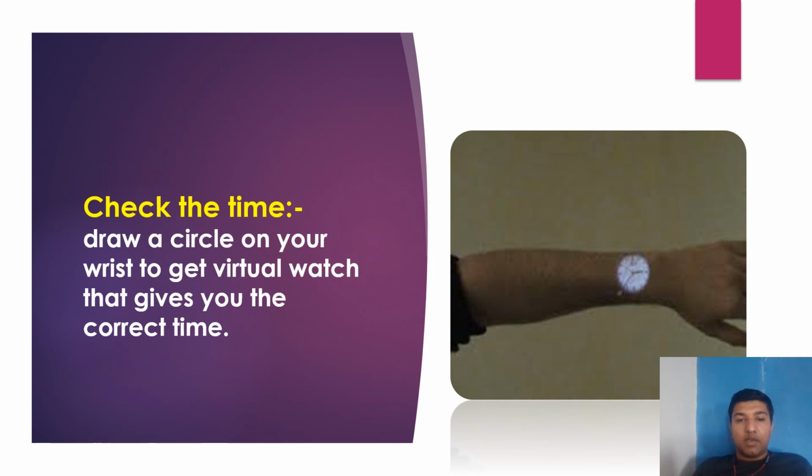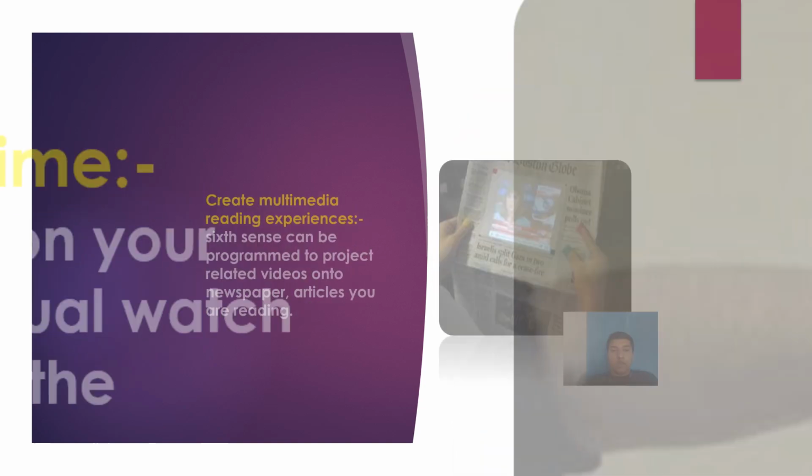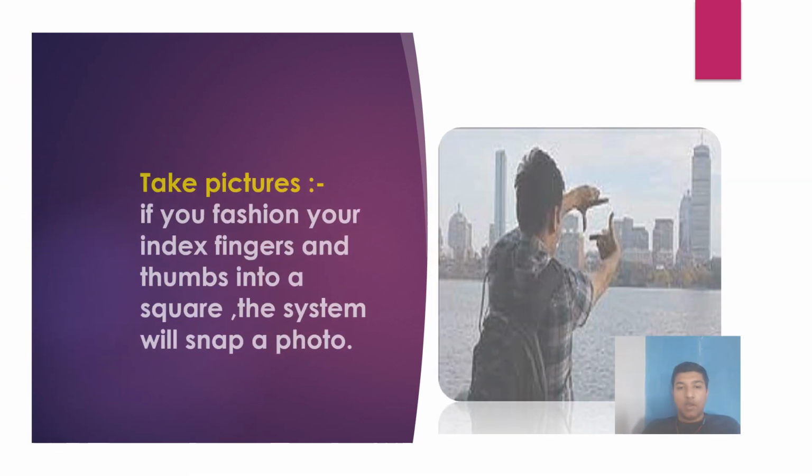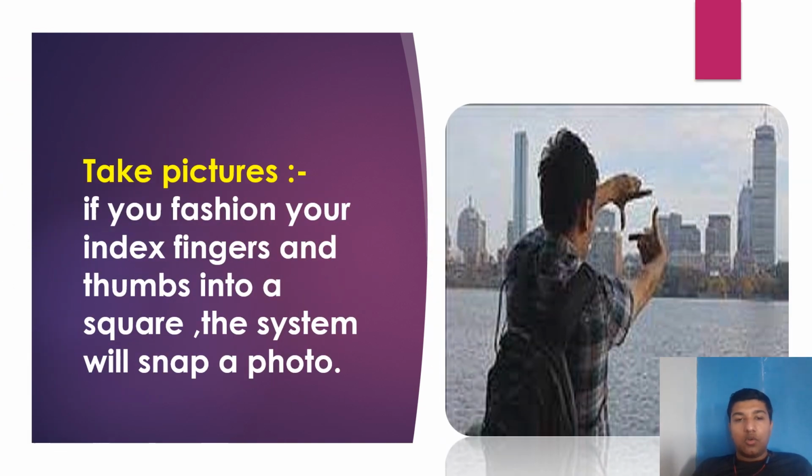The third application: we can use this system for checking the time. We can draw a circle on our wrist to get a virtual watch that gives the perfect time. It can also be used to create multimedia reading experiences. Sixth Sense can be programmed to project related videos onto newspaper articles that we are reading. We can also take pictures using framing gestures with this system.